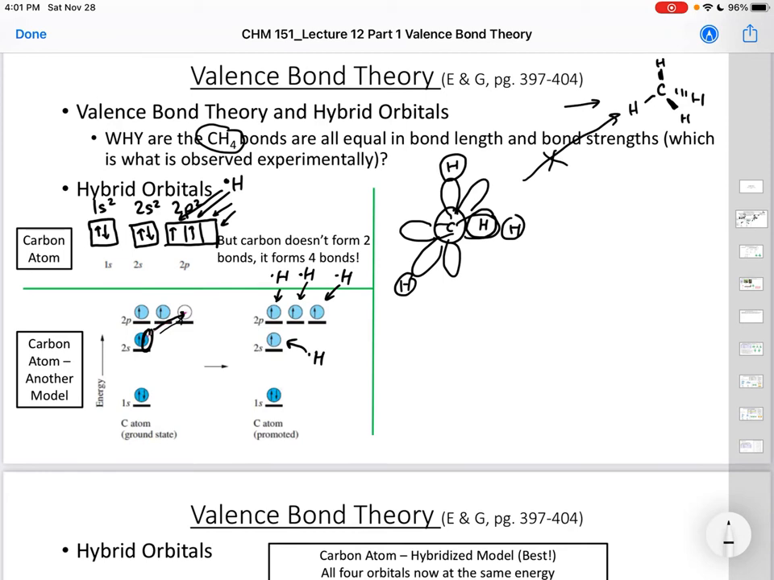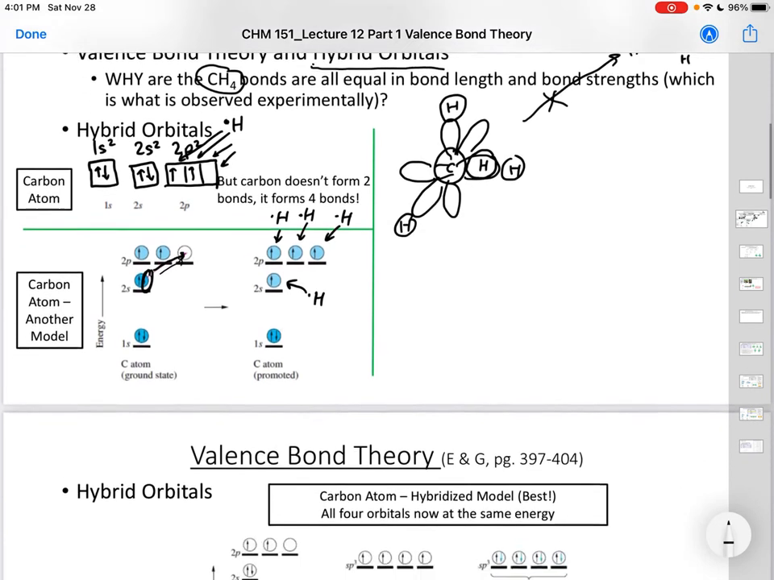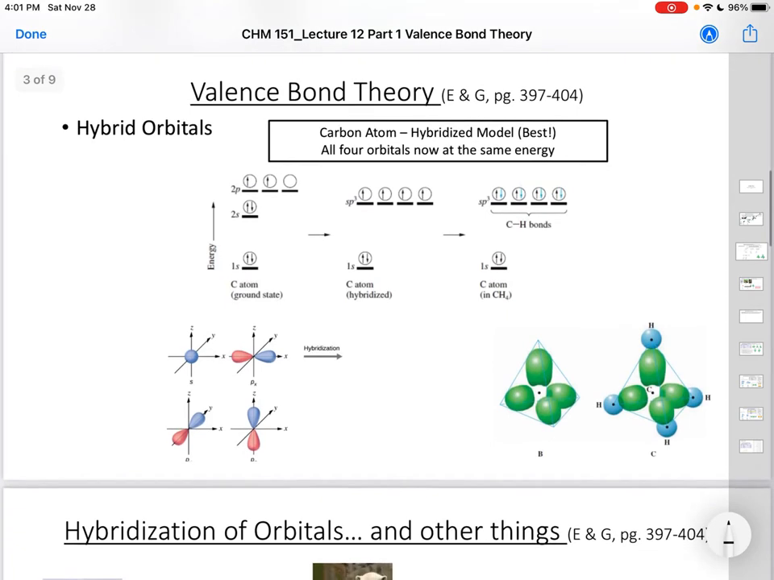So this is why we need this new idea of what we call hybrid orbitals. We're going to go through and talk about what exactly are hybrid orbitals. Really, hybrid orbitals are where you take orbitals and you mix them. And with the carbon atom, a hybridized model is the best because if you take your 2s and your 2p, you're moving one of these electrons up to here. So you have 4 electrons here. And what you're doing is you're taking all of these hybrid orbitals and making them 4 orbitals at the same energy. We call it sp3.